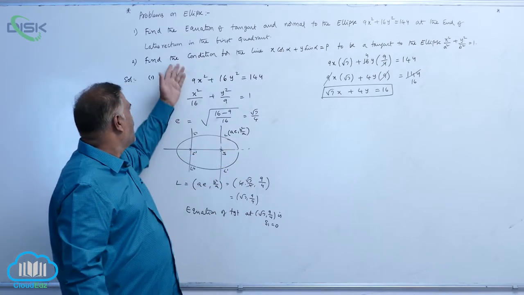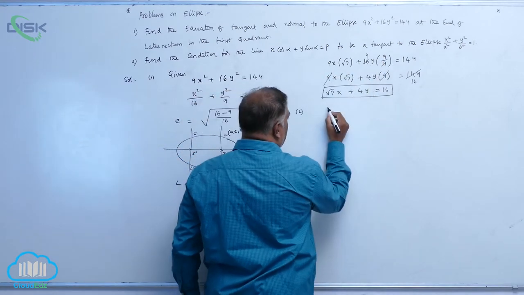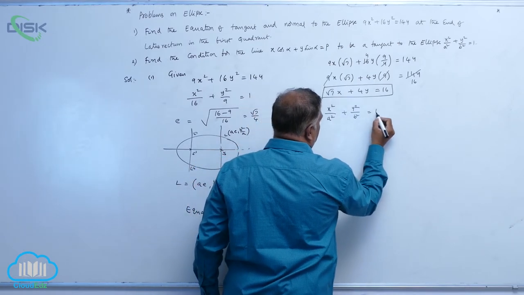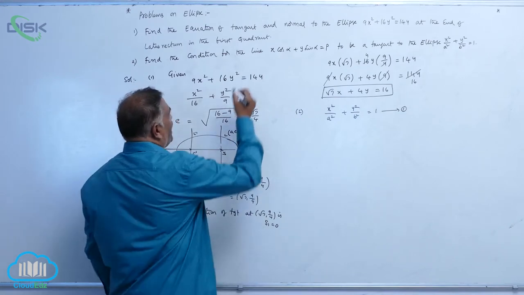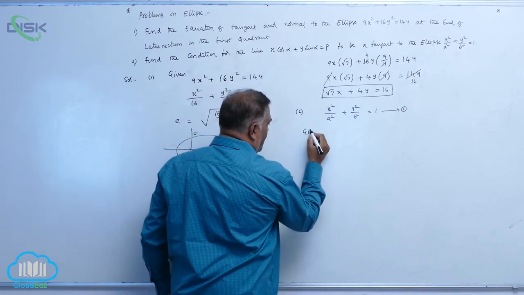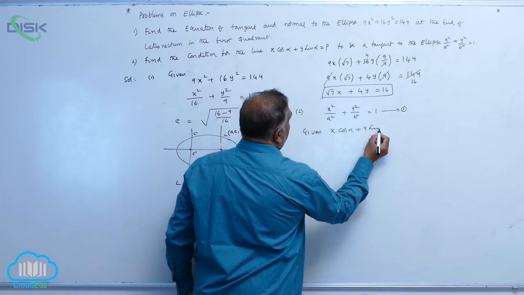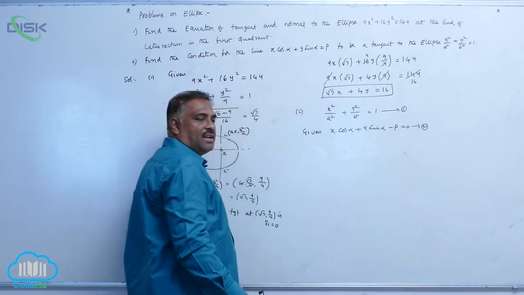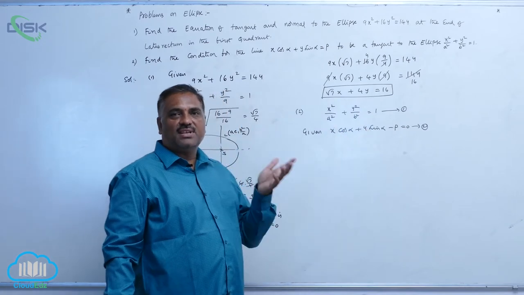Now, let us come to the second question. Standard ellipse is given to you: x²/a² + y²/b² = 1. That is equation 1. And you are given one more line. Given line is x cos α + y sin α − p = 0. Call it as 2. Now, you know that it is in the format of lx + my + n = 0.